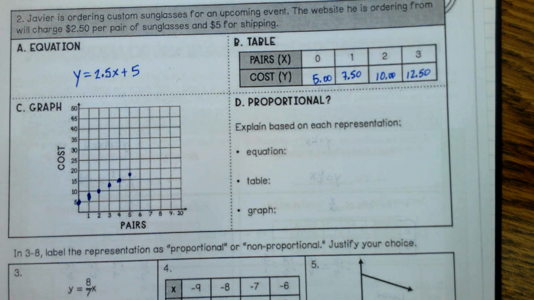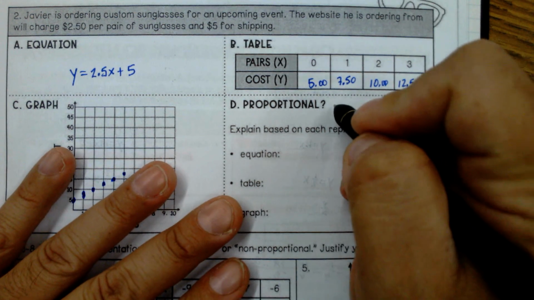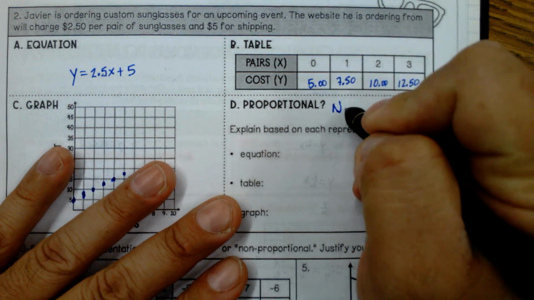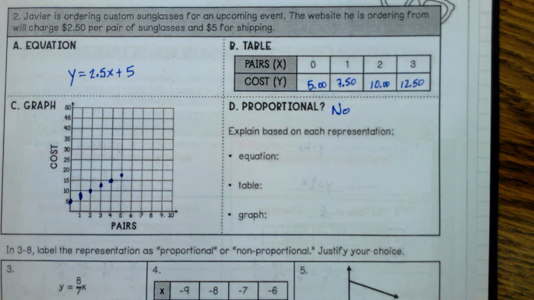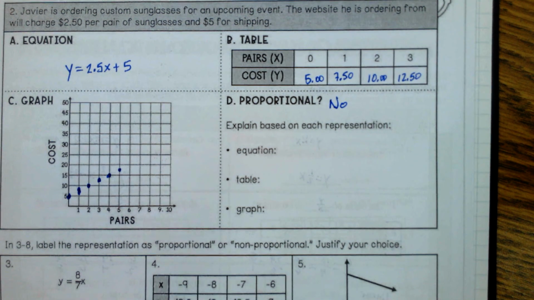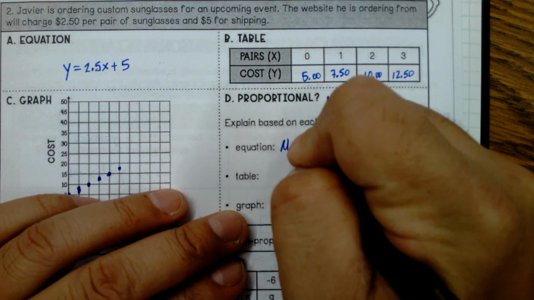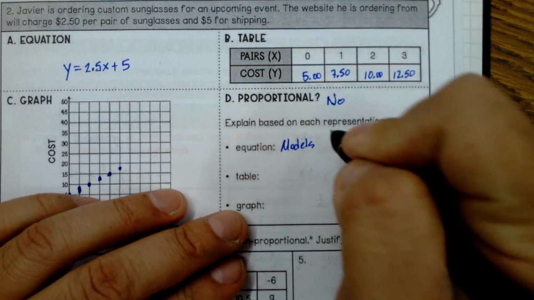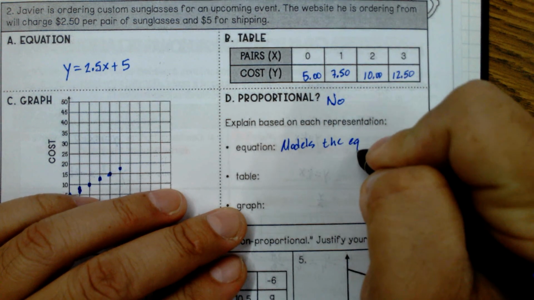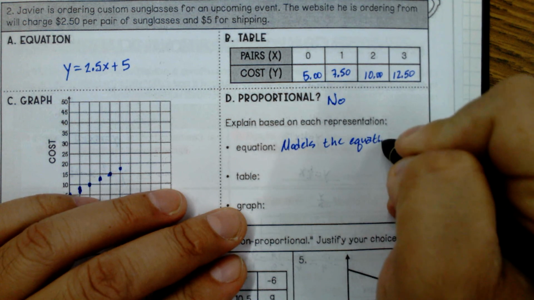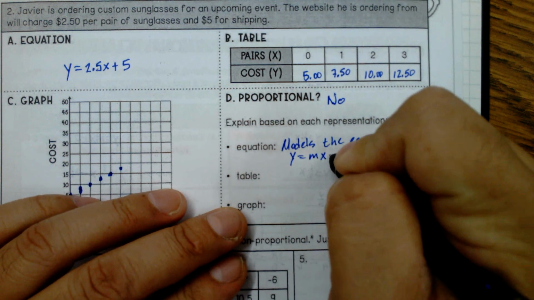Okay. So proportional or non-proportional? So when it has proportional, we're going to say no. Okay. So which equation does this model? Y equals mx plus b. Models the equation y equals mx plus b.